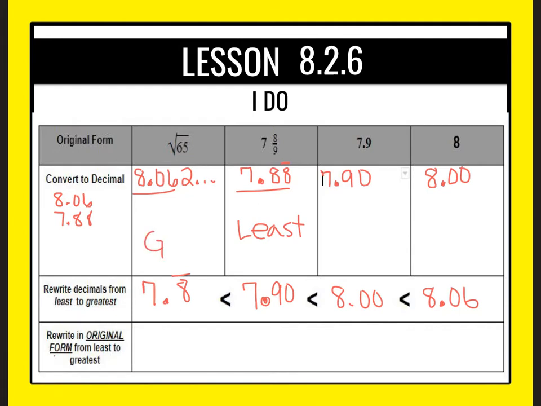Make sure you rewrite in original form. So if I go to 7.8 repeating, I know that that's equivalent to 7 8/9. That's going to be less than 7.9. That's going to be less than 8, and that's going to be less than the square root of 65. Or you can just simply place them in that order. Okay, make sure you wrote those down in your note.